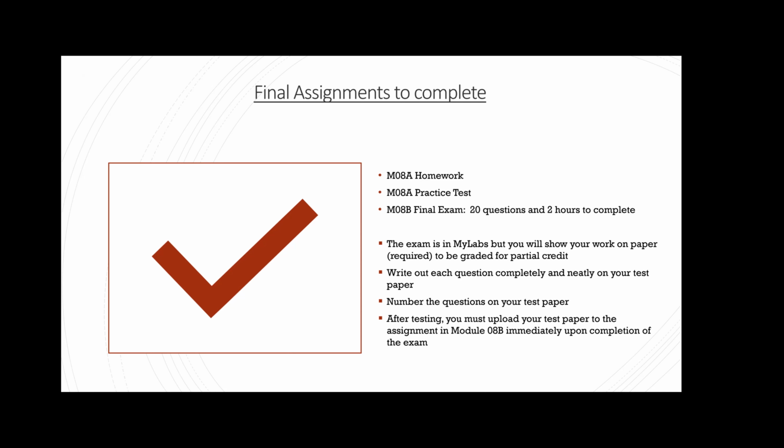So you have 20 questions similar to what you did on the midterm exam, and you have 2 hours to complete them. You can always go back and review the exams once you've completed it. In order to get partial credit, you need to make sure that you're showing your work, making sure you're writing legibly for me to review the work that you've done to provide the partial credit.